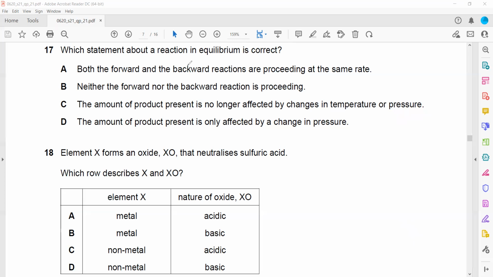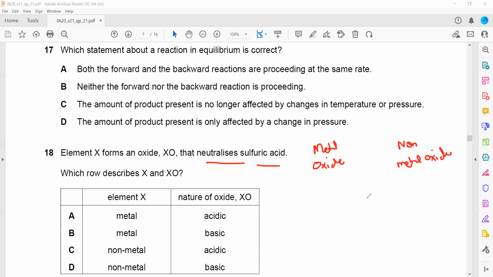Element X forms an oxide that neutralizes sulfuric acid. So remember, there are types of oxides. We can have basic oxide, we can have acidic oxide. First, you can simplify them like metal oxide and non-metal oxide. Metals can combine with oxygen, non-metals can also combine with oxygen.